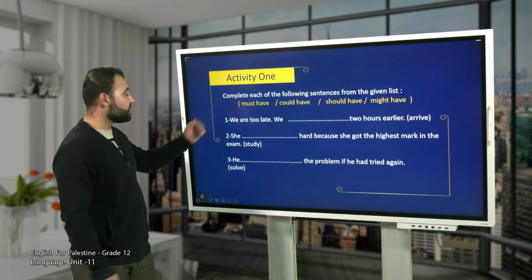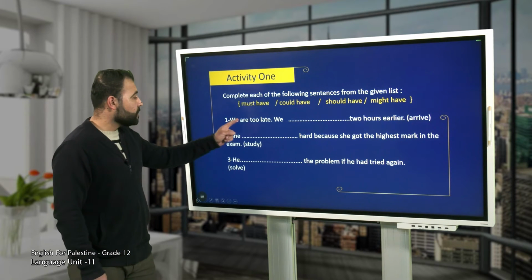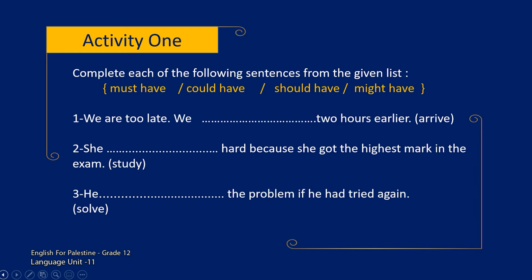Please follow me. Sentence number 1. We are too late. We blank 2 hours earlier. We have the verb arrive. What do you think the correct answer is? It is should have arrived. We should have arrived 2 hours earlier.